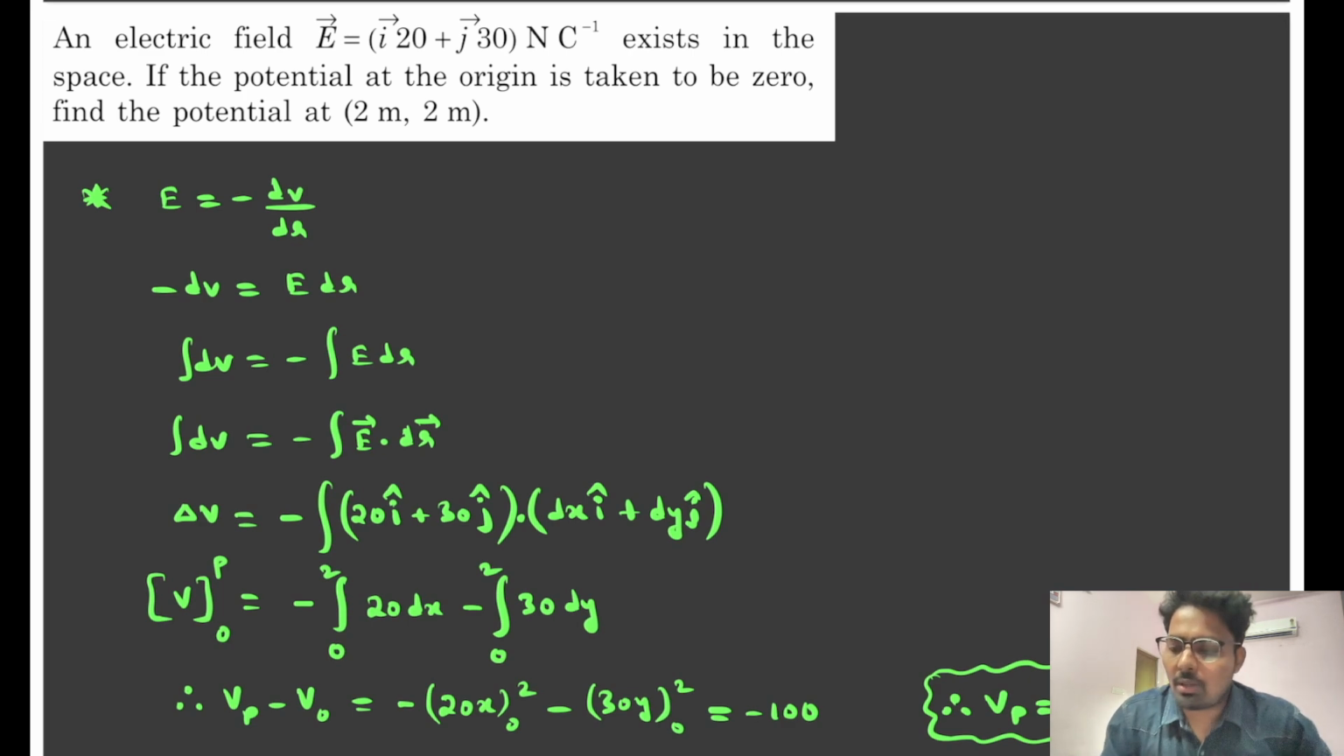So whatever formula you in general remember, that is E equal to minus dV by dr. This is a scalar form, right? This is a scalar form. Remember, when both are given in scalar forms, then I'll use this formula.